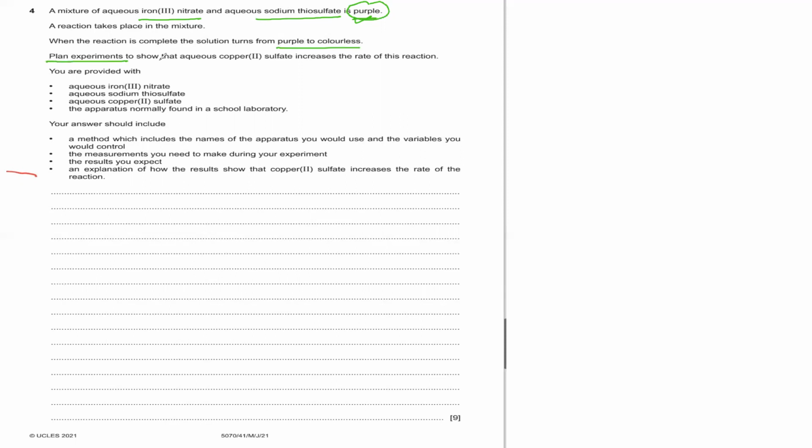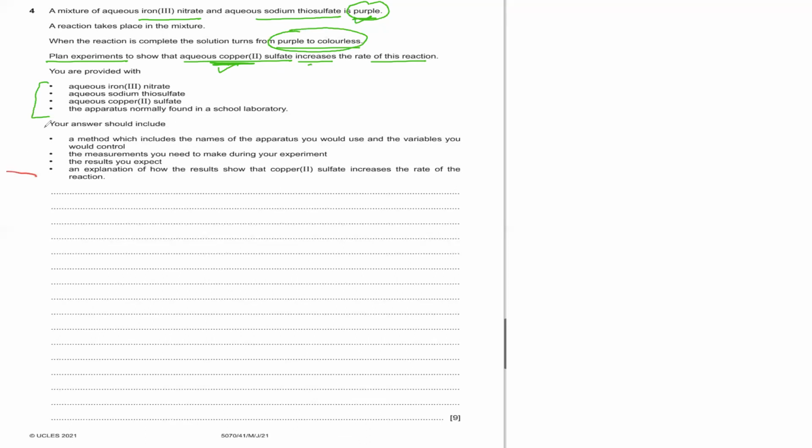Now you have to plan an experiment to show that aqueous copper 2 sulfate increases the rate of this reaction. So when these two react together, this observation is there automatically. But further, you are going to add aqueous copper 2 sulfate as a catalyst because it increases the rate of reaction. So you have to plan it out and prove that when this chemical is added, it speeds up the reaction. For this experiment you are provided iron 3 nitrate, sodium thiosulfate, aqueous copper 2 sulfate, and the apparatus normally found in the school lab. So there are three chemicals, but for the apparatus you have a free hand, whatever you want to pick.